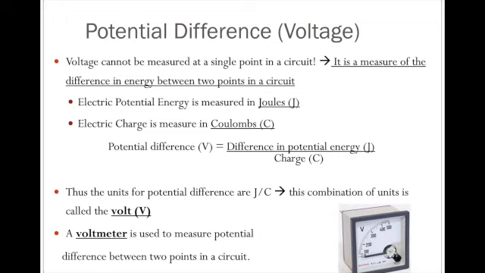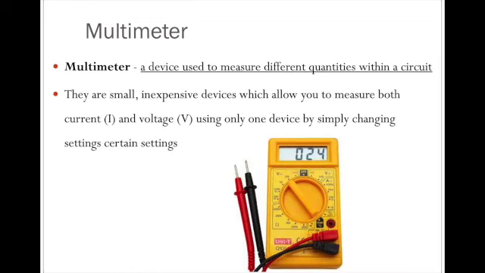And then we measure potential difference with a voltmeter. So current was measured with an ammeter, potential difference measured with a voltmeter. And then we have the thing called a multimeter, which is basically a voltmeter and ammeter all rolled into one. You can measure resistance with it too. You can measure a whole bunch of different things. So these are called multimeters.